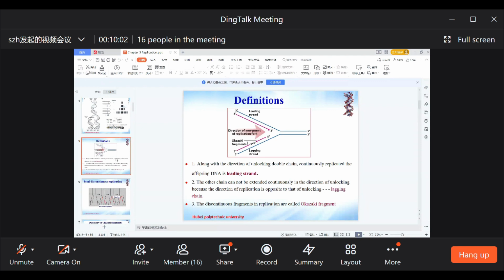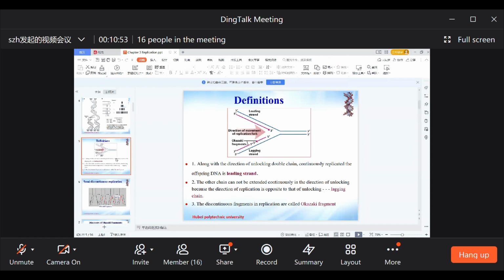So you can see the DNA double helix structure. One strand is 3' to 5', and the other, complementary strand is 5' to 3'. These two strands act as templates to synthesize offspring DNA. The strand from 3' to 5' directly and continuously synthesizes offspring DNA.